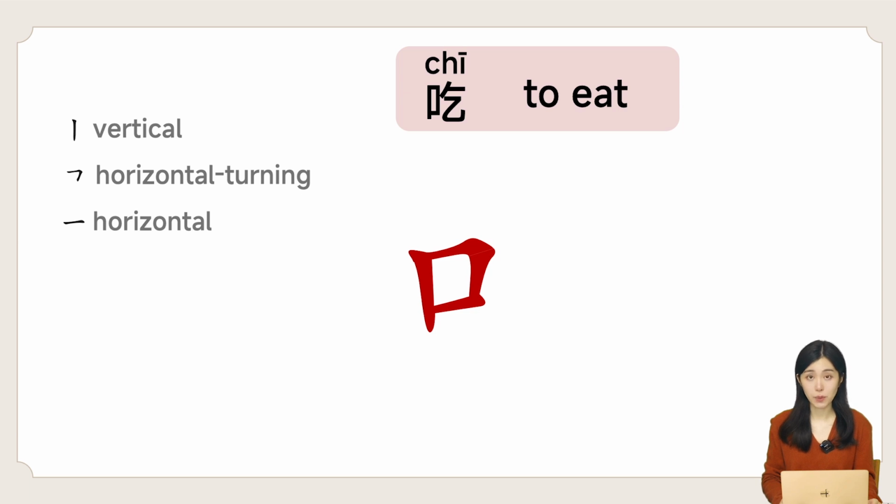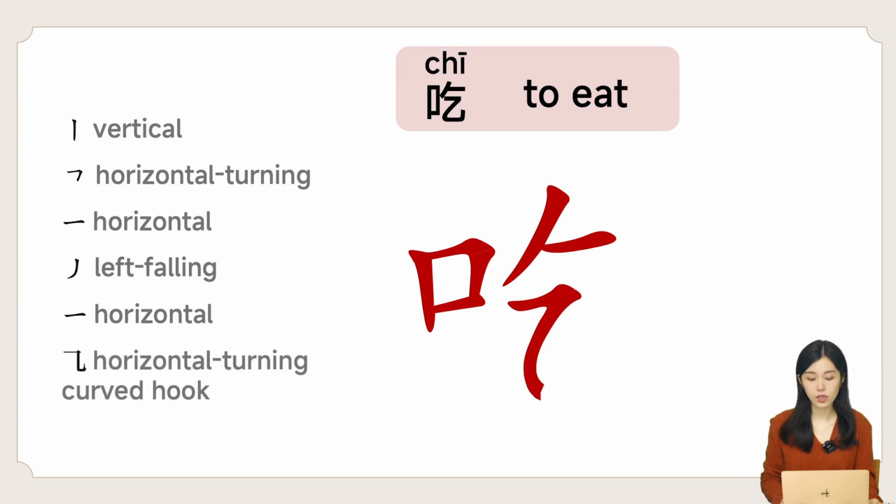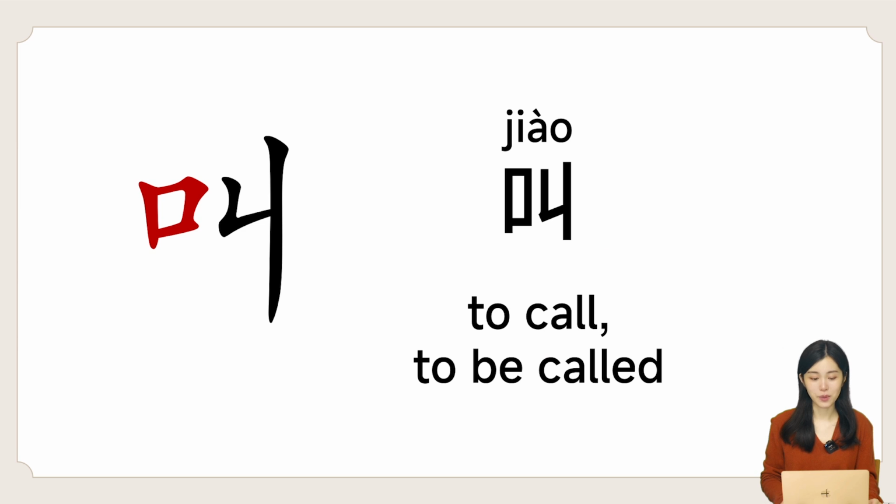Now move on to the right part of this character. First we write the left falling on the left top, and then a horizontal stroke. The last stroke is a horizontal turning curved hook. Okay, great. Write it at once without stop. The last example is 叫.